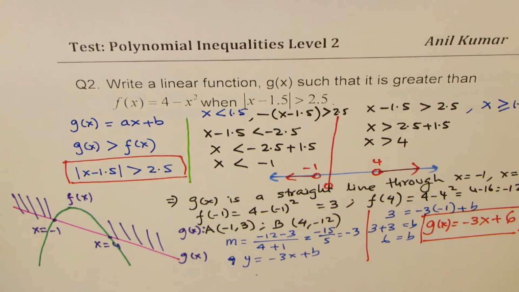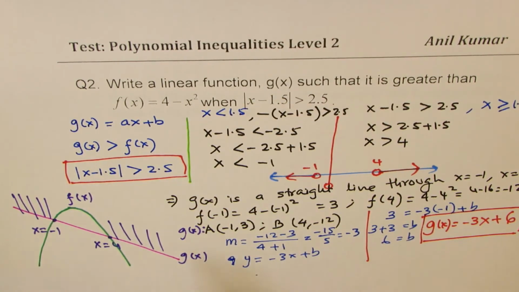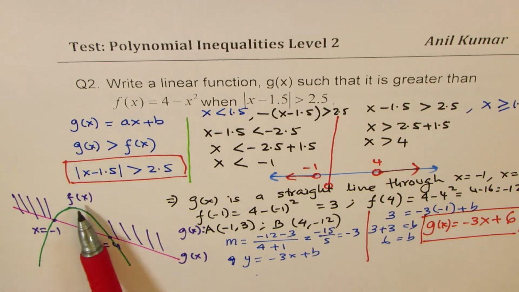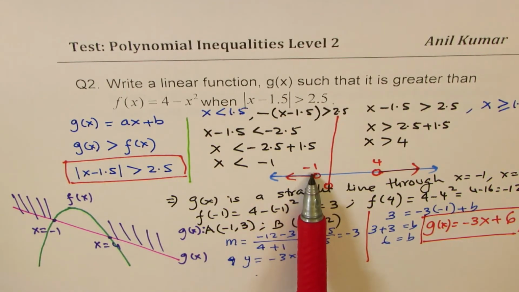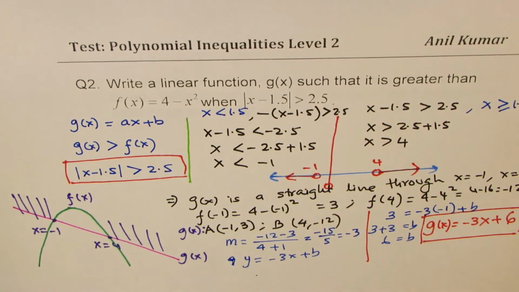So go through this question once again. Write a linear function g of x, that is your linear function g of x, such that it is greater than f of x, the inverted parabola, when x is less than minus 1 and greater than 4, right? That is the meaning of this absolute function inequality. Bring them all together. So that is what is expected for you to know when you enter the final exam on pre-calculus advanced functions. So I hope this concept is absolutely clear.